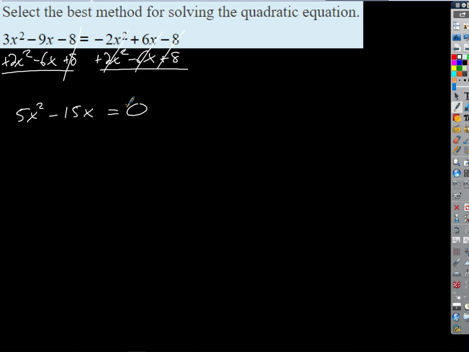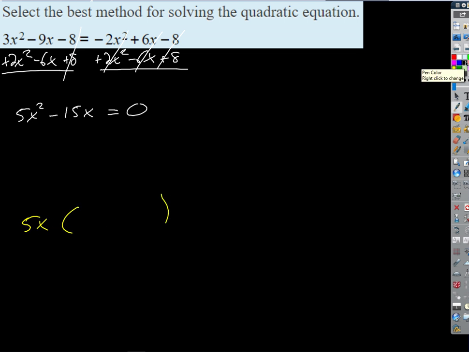I'm either going to isolate x, can I? No, I can't because I have x squareds and x's, so that's off the table. The only thing to do then is to factor, right? So what can I undistribute from both? 5x, right? I can undistribute a 5x. And what's left over if I do that?